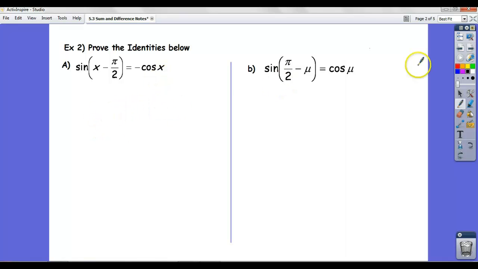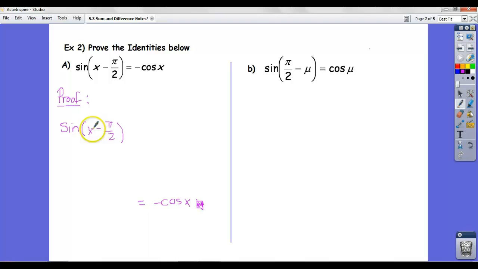And the first thing to note is that this is a proof, and so we know this is a true statement. We have to show the steps that lead us from this side to this side. So I'm going to do my proof here, and I'm going to start with the side that looks arguably a little more complicated. And of course my goal is in the end to show that that's equal to negative cosine of x, and then I will be done.